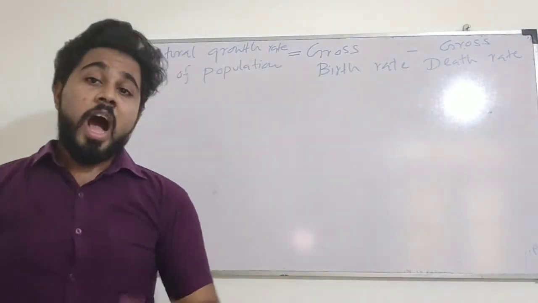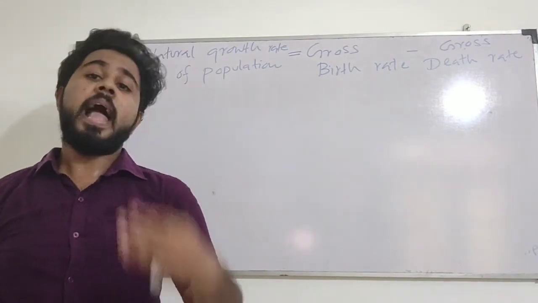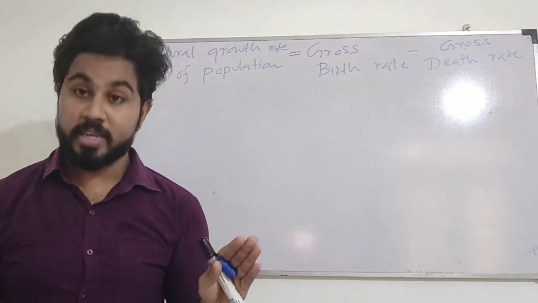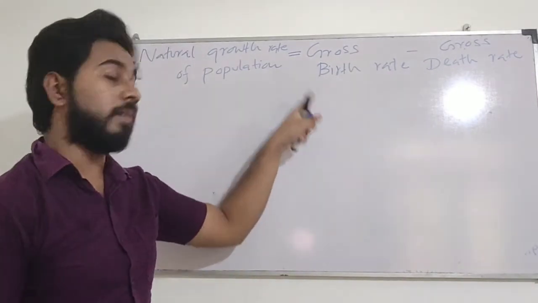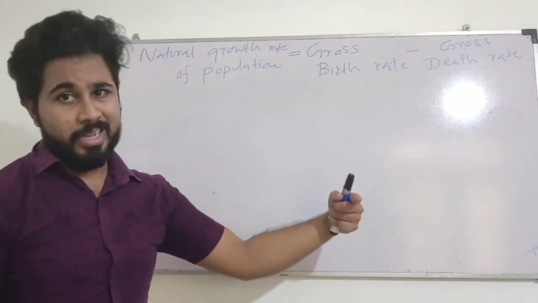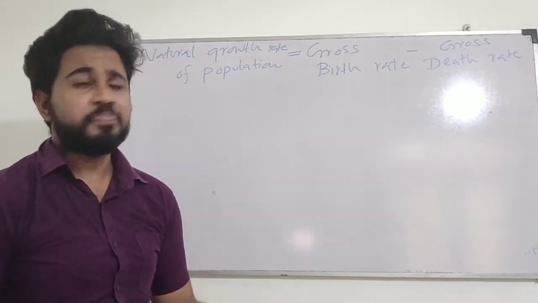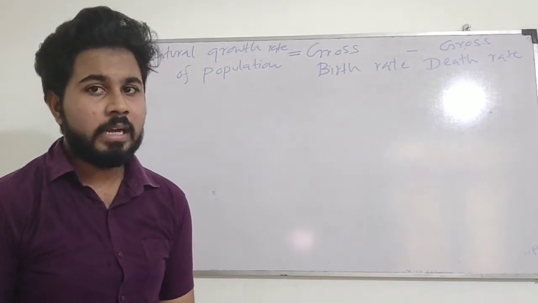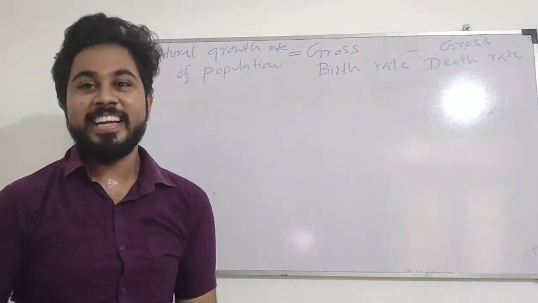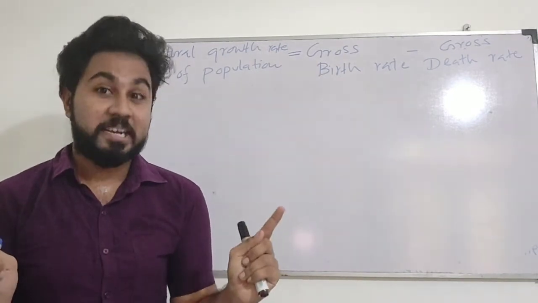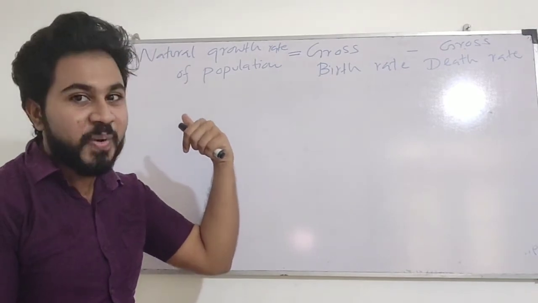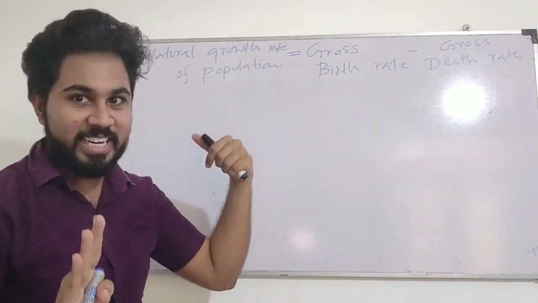That means how many people were born last year per every 1,000, that is gross birth rate, minus how many have died in last year or in a particular year per every thousand, that is gross death rate. The difference between these two ratios is simply defined as the natural growth rate. Am I clear for you?